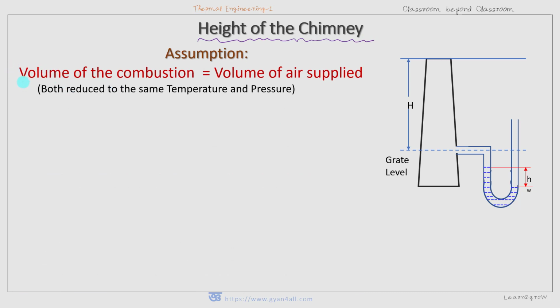The assumption is the volume of combustion gas is equal to the volume of air supplied to the furnace under the condition that both are reduced to the same temperature and pressure. Definitely the volume of gas is more than the air because the temperature inside the chimney is more, but if we reduce it to the same temperature, then the volume will be the same.